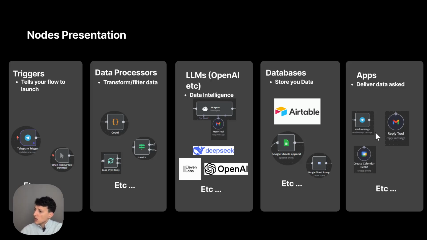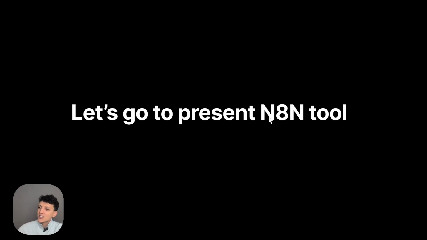So yeah, you can also create calendar events, reply to Gmail. Those tools are mostly connected to your AI agents, which will take those actions for you. Okay, nice. So let's go present the N8N tool.